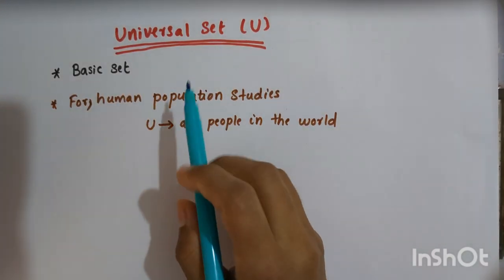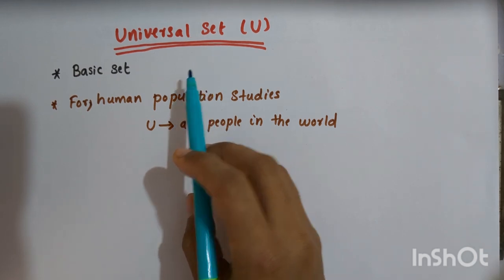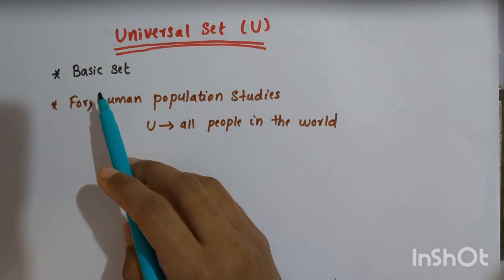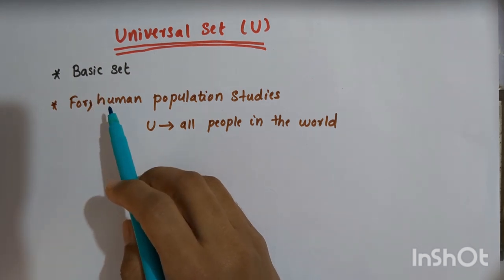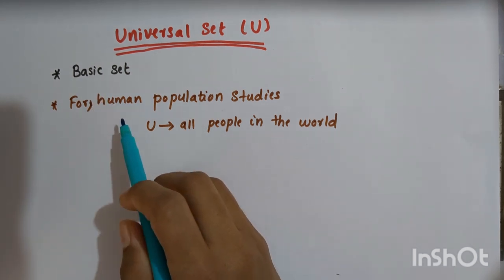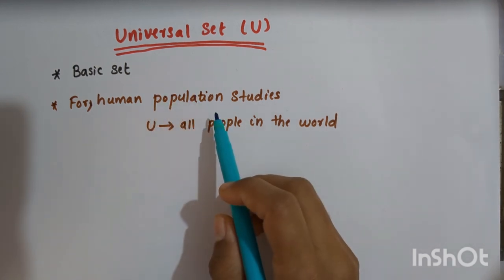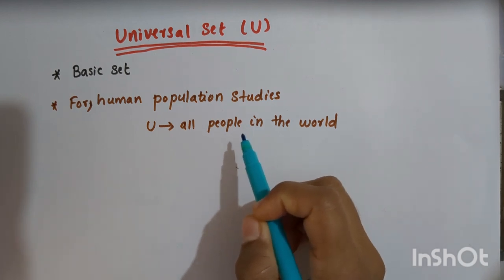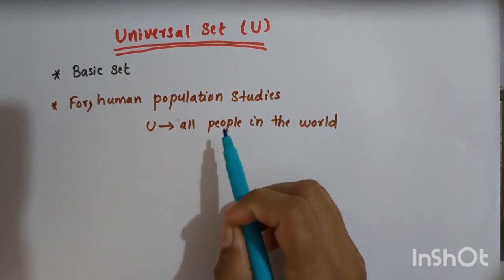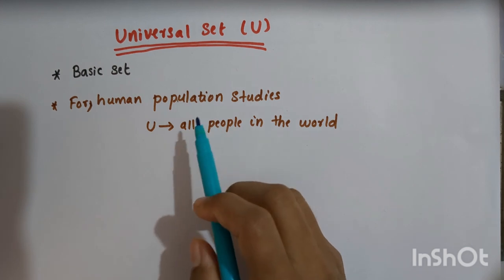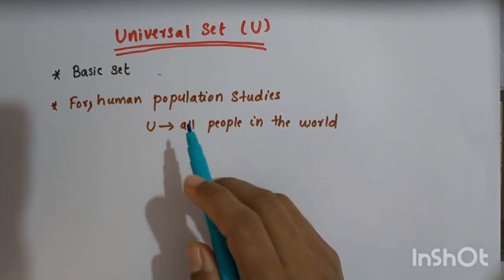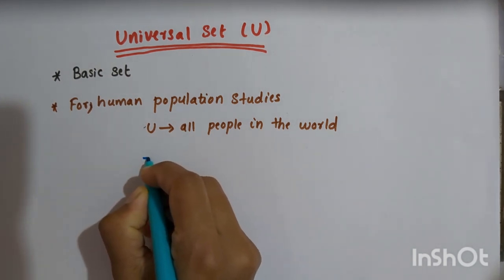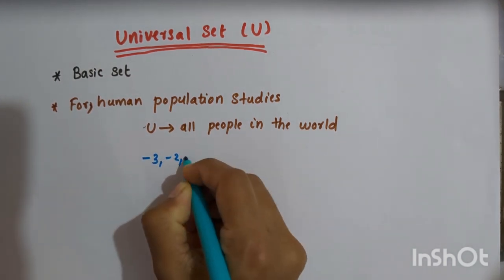Now let us talk about the universal set, which is represented with the capital letter U. You see, the universal set is a basic set. For example, in human population studies, the universal set consists of all the people in the world. That is, the basic set relevant to this context is the set of all people in the world.